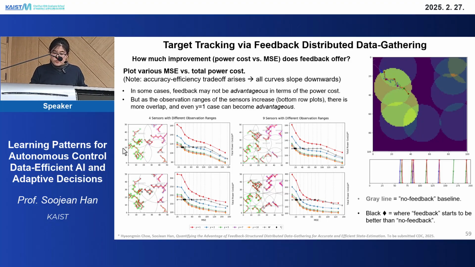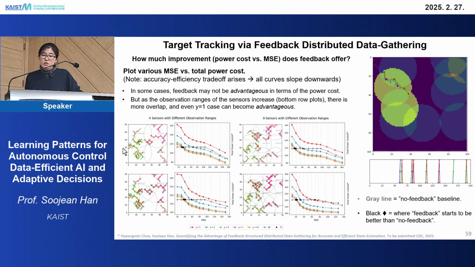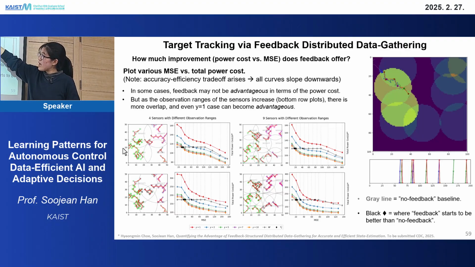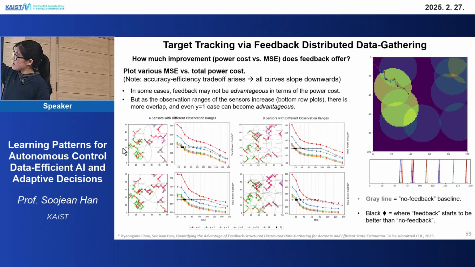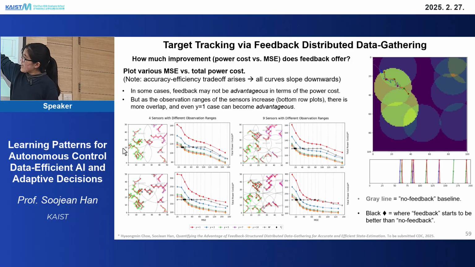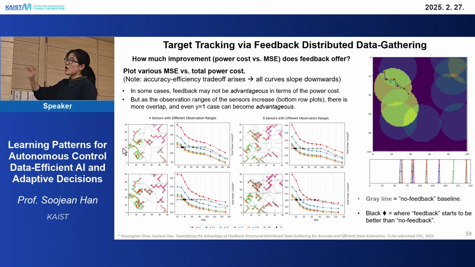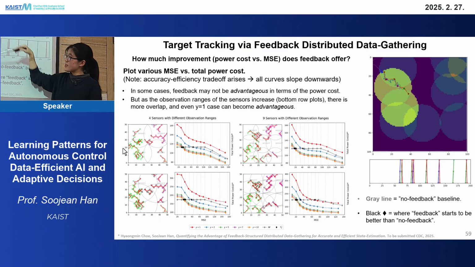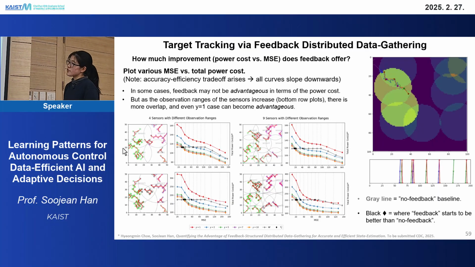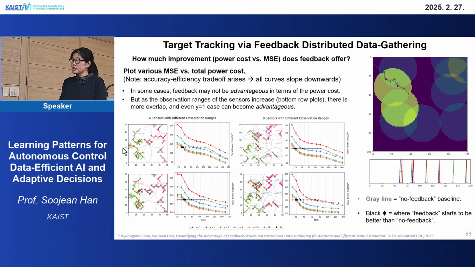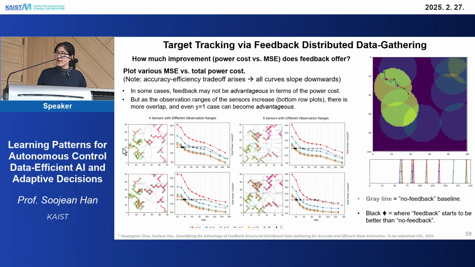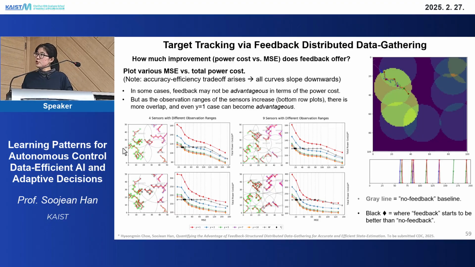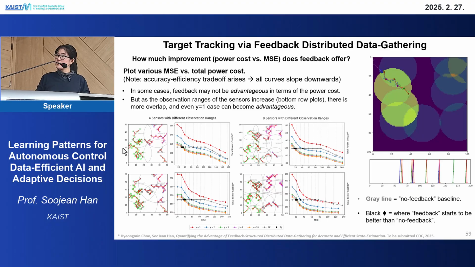Okay, so just to explain the results very briefly, feedback may not always be advantageous in terms of power costs. So this is plotting the power cost, total power consumed across all the sensors, versus time. And this gray line over here is the baseline where feedback is not included at all. So we effectively want to see for all of these different feedback hyperparameter configurations, where does it intersect? And so you can clearly see that feedback is not always advantageous. You have to tune some of the parameters in your algorithm in order to get that advantage. But when you do get the advantage, you get both the power cost advantage as well as a little bit of a mean squared error advantage as well.